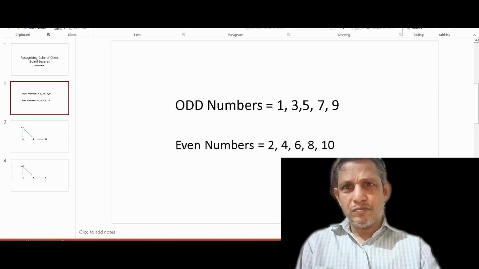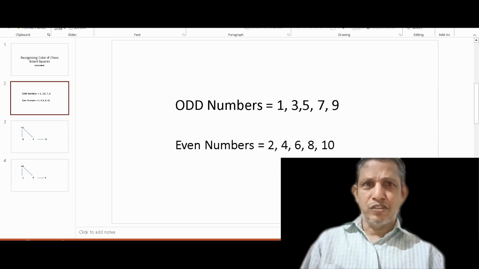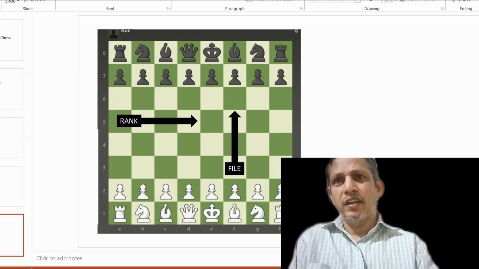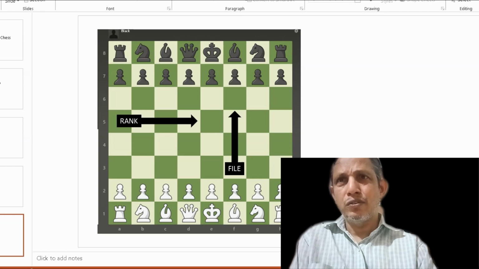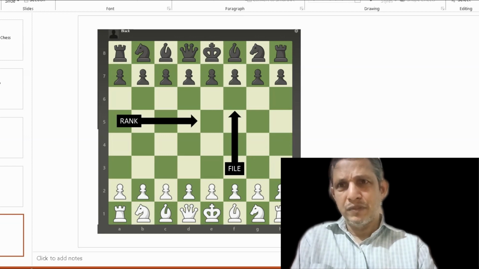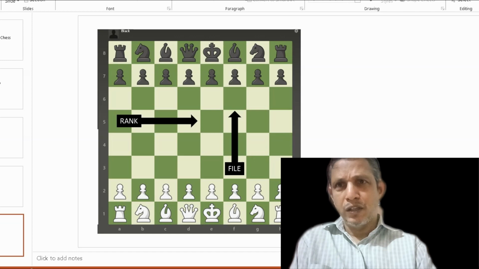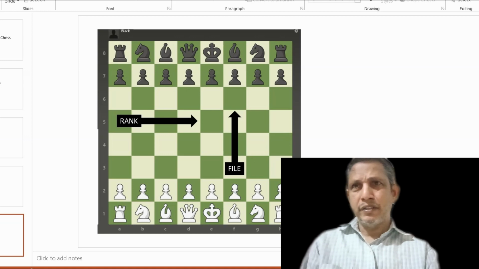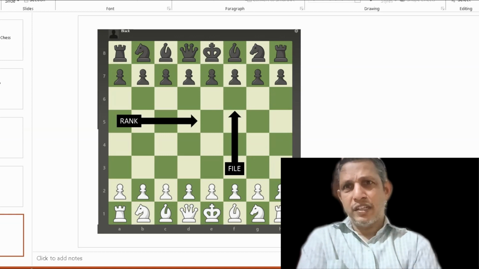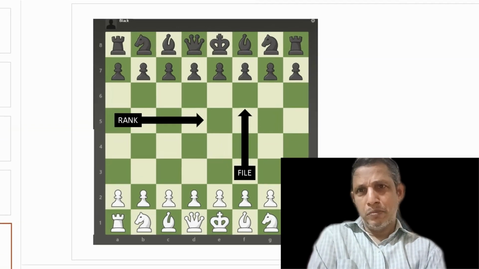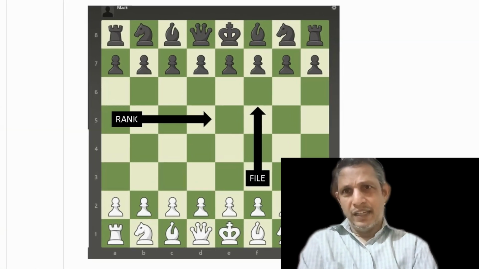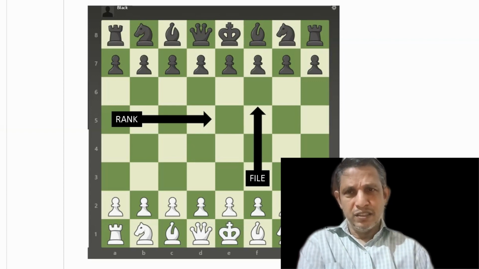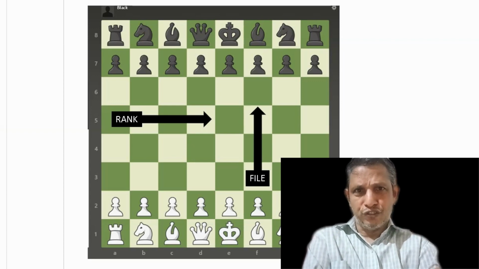So let's bring up the chessboard here. What you see is that there are rows and columns. The rows are known as the ranks, and the columns are known as the files. The rows are numbered 1 to 8 starting from the bottom, and the columns move towards the right-hand side, lettered A to H.